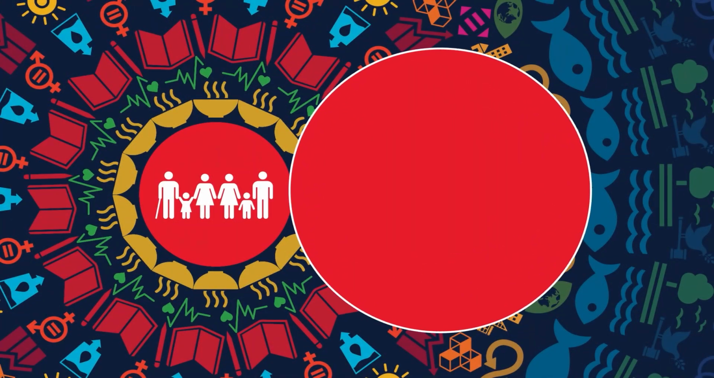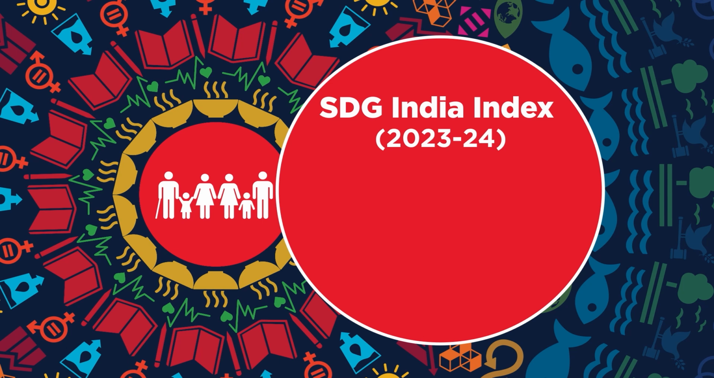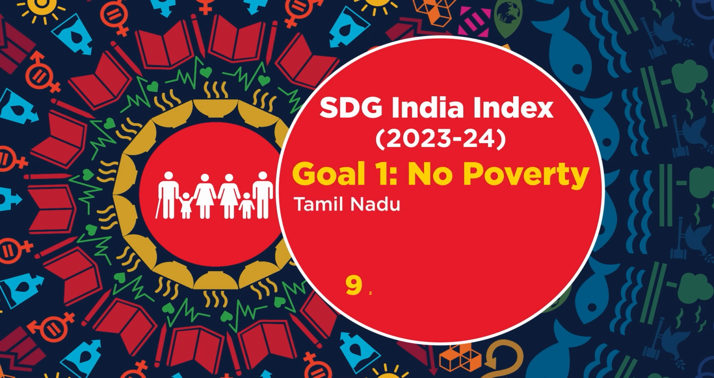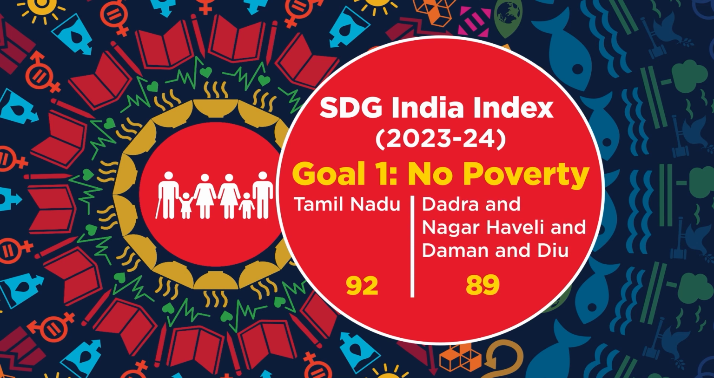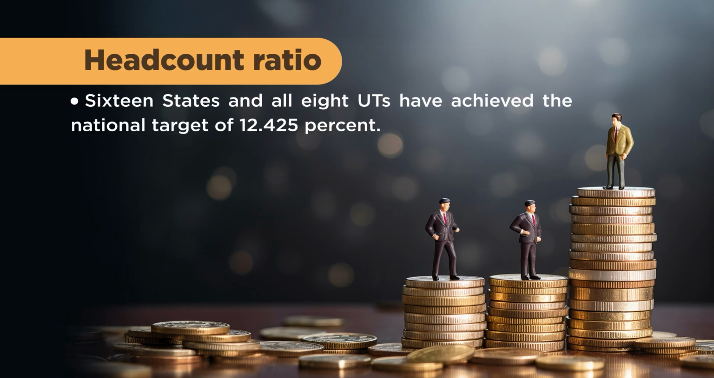When we look at the implementation of different programs at different levels, and at the report published by Niti Aayog, MOA and MOSPI, the Ministry of Statistics and Program Implementation, its SDG Index 2023-24, Tamil Nadu with a score of 92 is top among the states, and among the Union Territories, it is Dadra and Nagar Haveli and Daman Diu with 89. When we look at the headcount ratio, we find that 16 states and all Union Territories have achieved the national target of 12.425%.